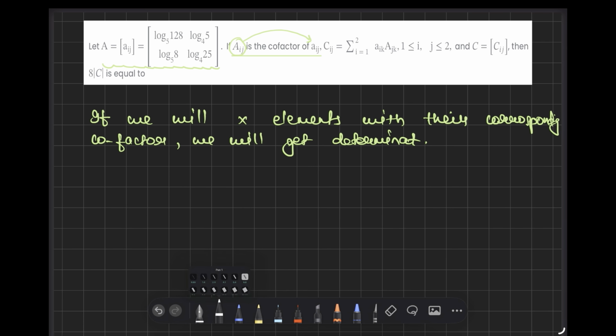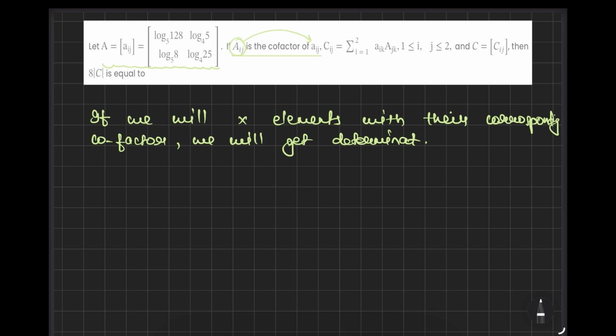Now look at this. We need to find out the matrix Cij. For Cij, you know that i will range from 1 to 2, so C will also become a 2 cross 2 matrix. So it is C11, C12, C21, C22. We need to focus on this part.